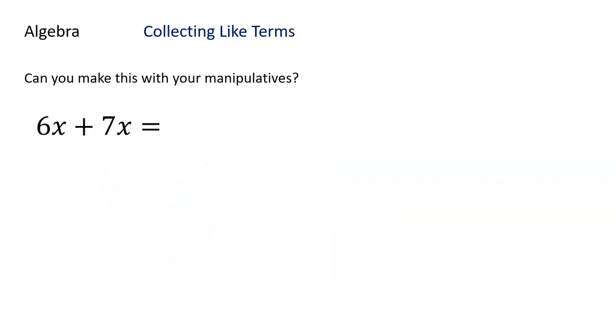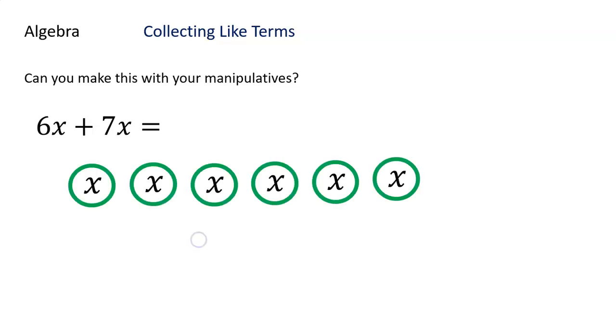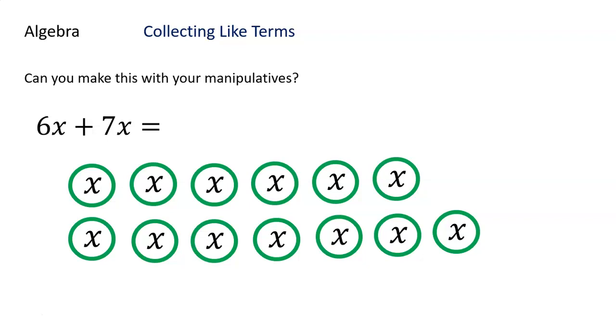How about this one? Can you pause the video and try to answer this by drawing out counters to represent 6x add 7x. So you should have drawn a row of 6 x's and a row of 7 x's, and then you should have summed these to find that in total you have 13x.